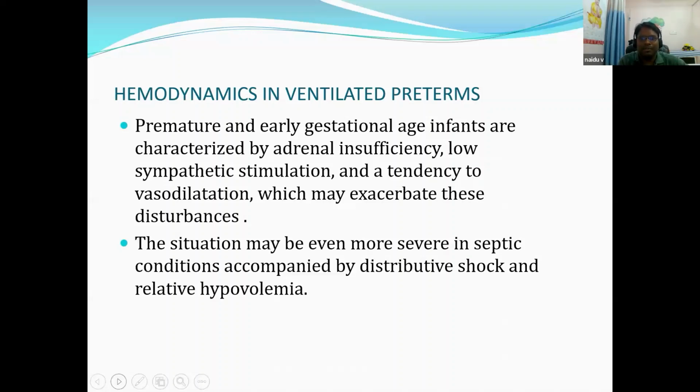We will now see these in individual patients, like preterms. Preterm infants with early gestational age are characterized by adrenal insufficiency, low sympathetic stimulation, and a tendency to vasodilation. All these will exacerbate the hemodynamic changes we have discussed. These changes are even more severe in septic conditions, which are accompanied by distributive shock and relative hypovolemia.